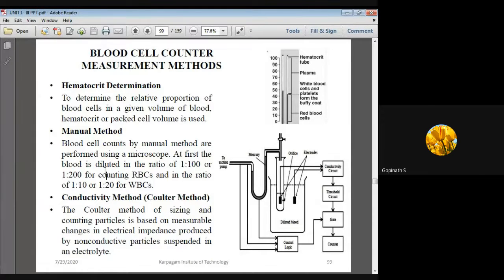Here the RBC count can be easily measured. From that, we can easily know the hemoglobin concentration. That is the first method, hematocrit determination. And the second one is the manual method.